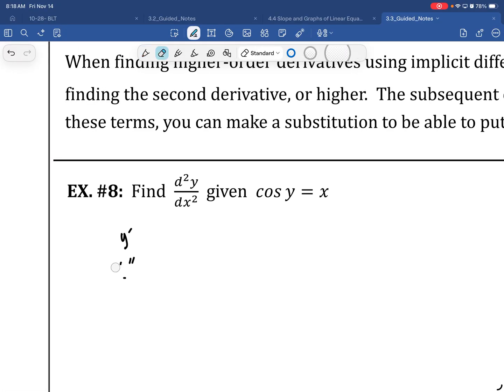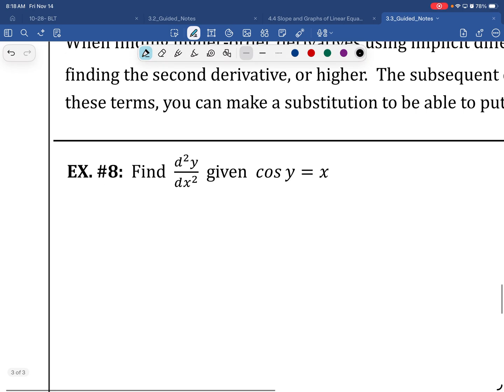So let's go through it. I said I don't like this notation. Well, you don't really have to use it yet. When we get into the second semester with integrals, when we set up integrals, sometimes it might be useful to use this stuff. But let's find the first derivative.